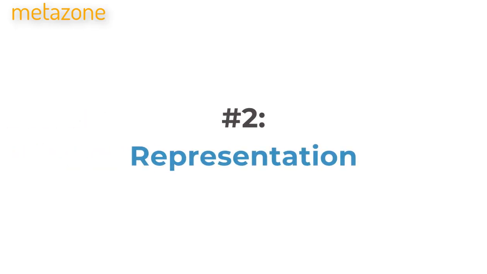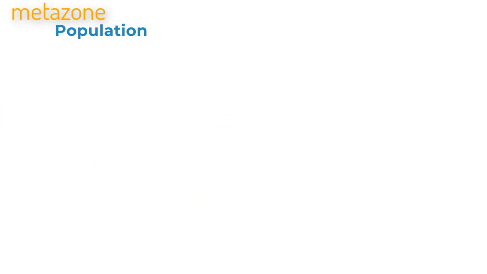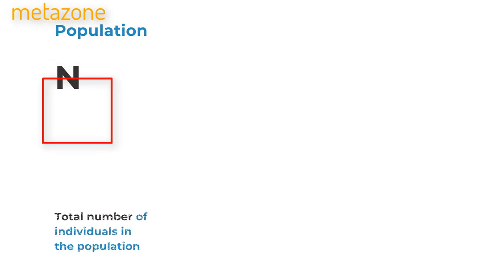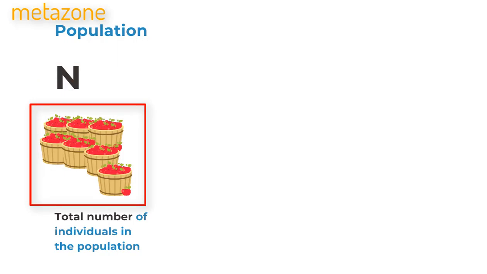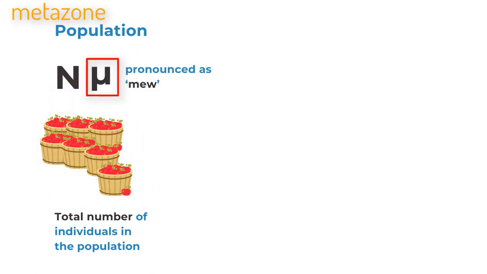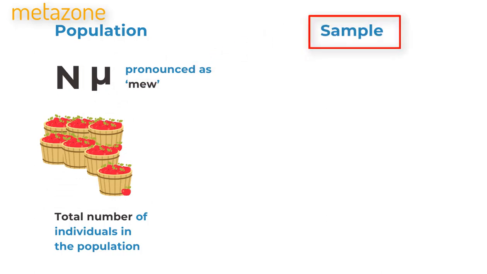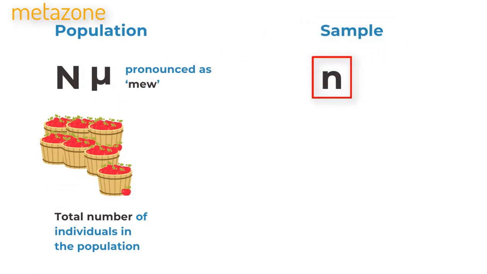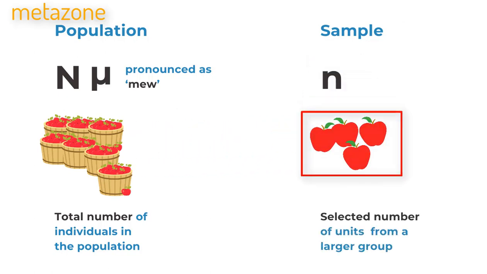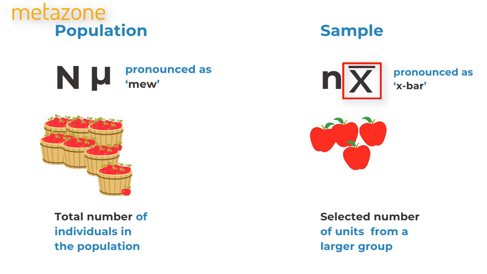Second, representation. The population is denoted by the symbol capital N. Capital N means the total number of units or individuals in the entire group being studied. In the case of population, the mean is represented by the symbol mu. The sample is denoted by the symbol small n. Small n means the selected number of units or individuals from a larger group. In the case of the sample, the mean is represented by the symbol x bar.